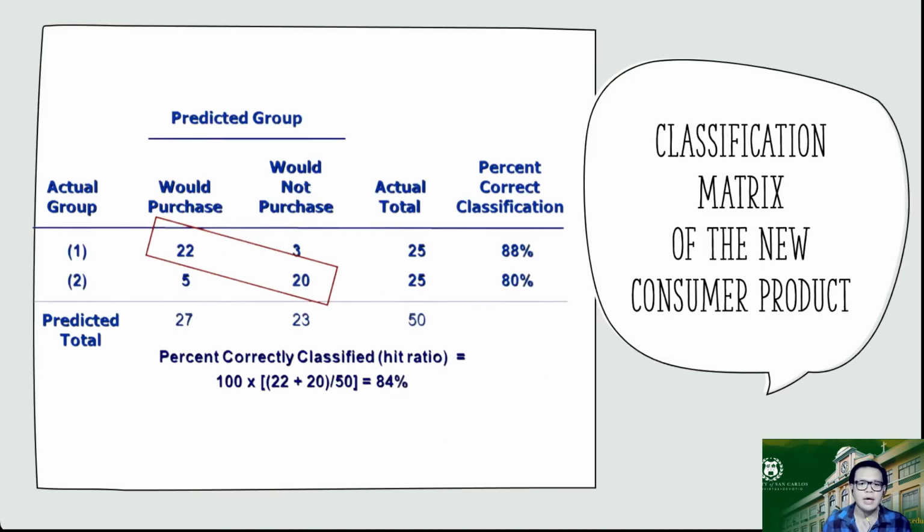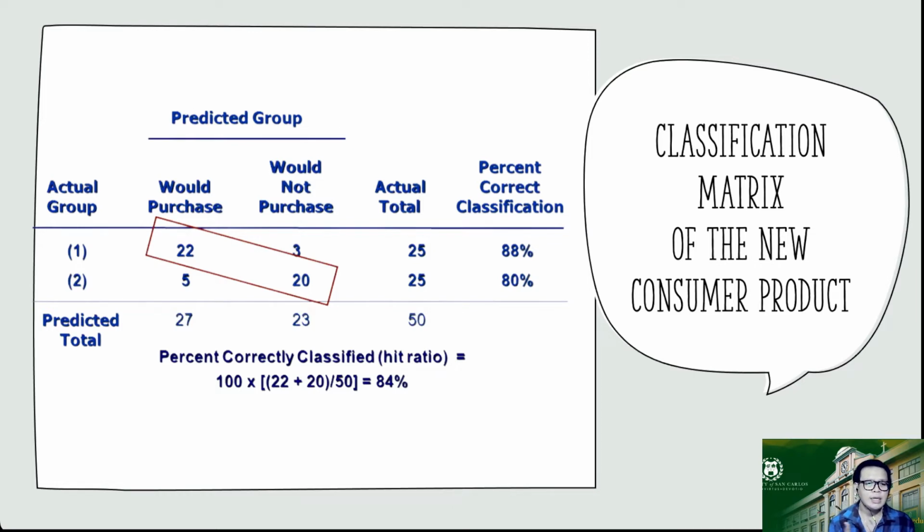So here we also have the classification matrix of the new product consumers. Here, this is the predicted group, which is divided into two, as you've noticed, as we have seen in the previous report. The ones who would purchase are predicted to have 22, and those who would not purchase are predicted to have 20. So basically, with the actual total around 25, with a percent correct classification of 88% for group 1 and 80% for group 2.